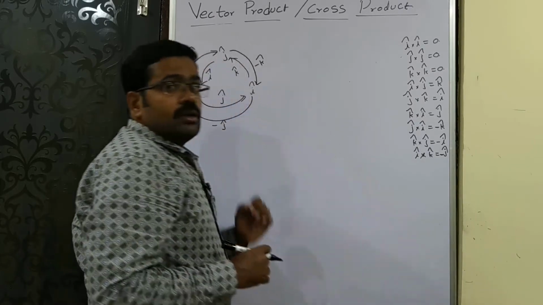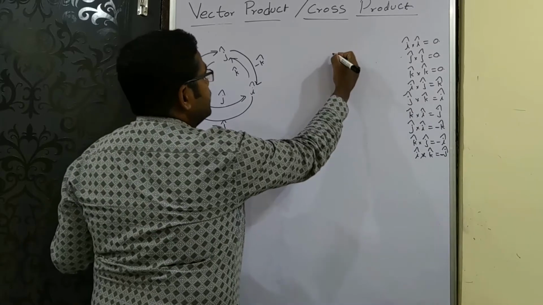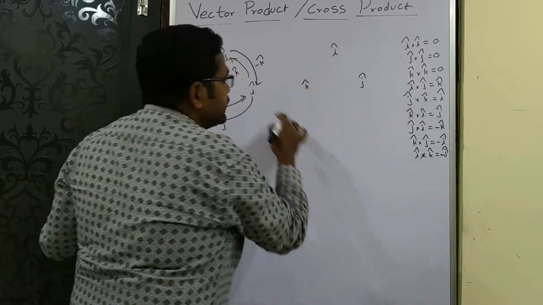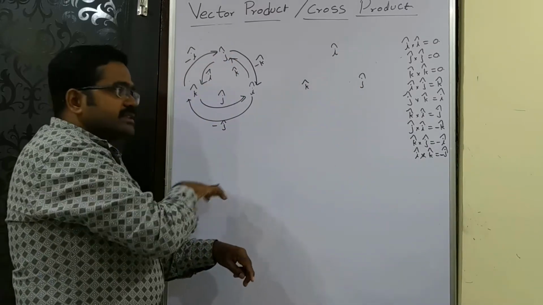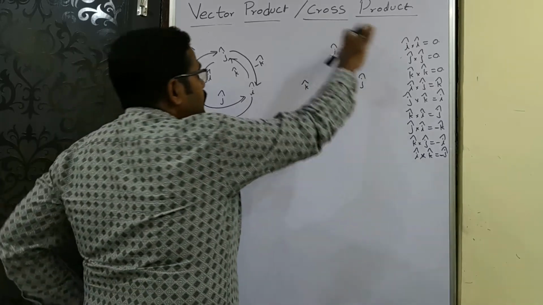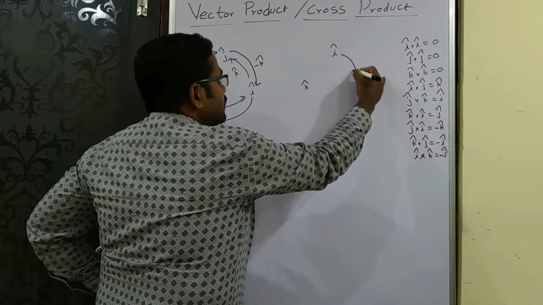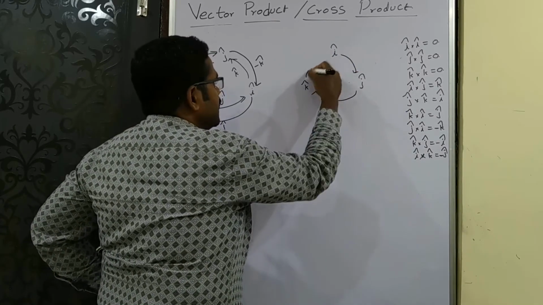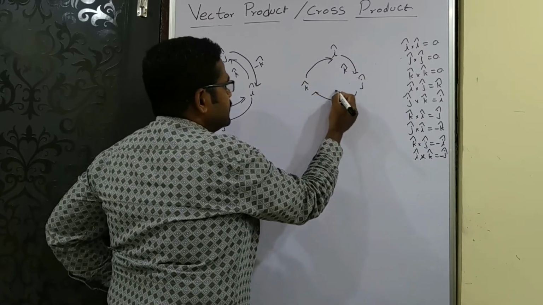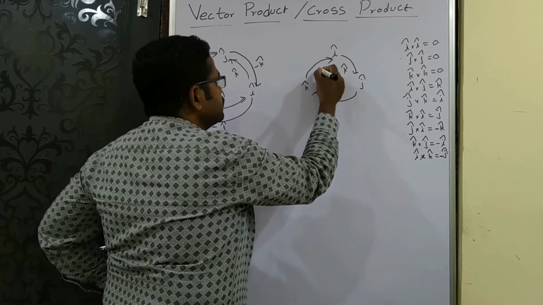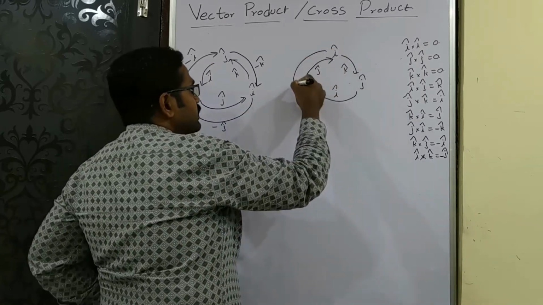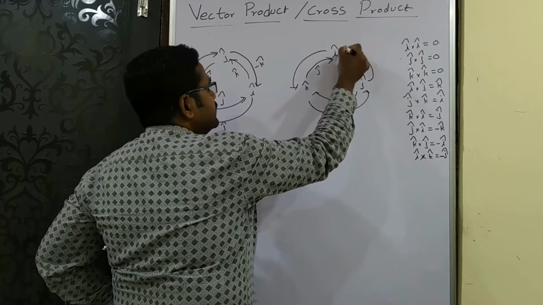The other method is the clockwise direction. I am writing i cap, j cap and k cap in clockwise direction, like the seconds needle of an analog watch moving in one direction. Whenever it is in clockwise direction, all multiplications are positive. That is i cap into j cap is k cap, j cap into k cap is i cap, k cap into i cap is j cap. The opposite direction is anti-clockwise.